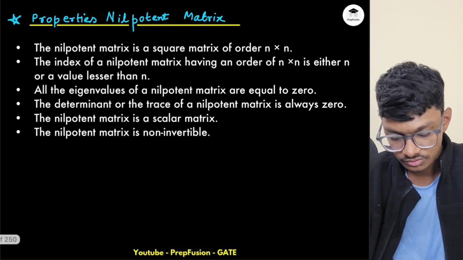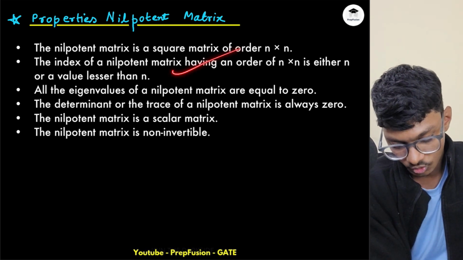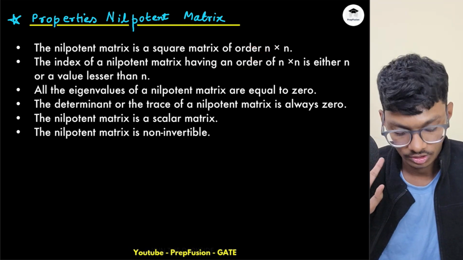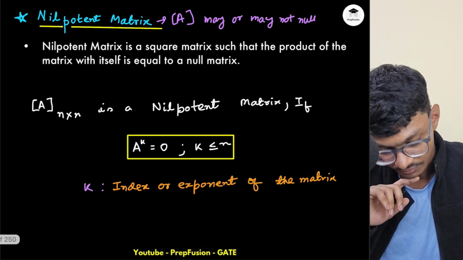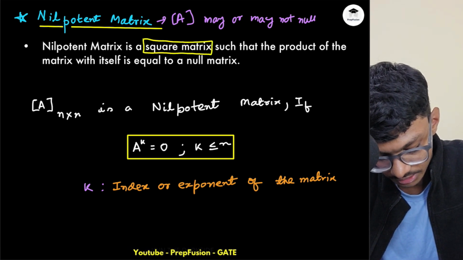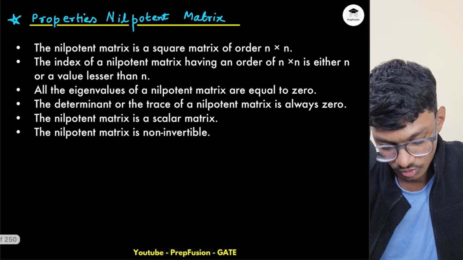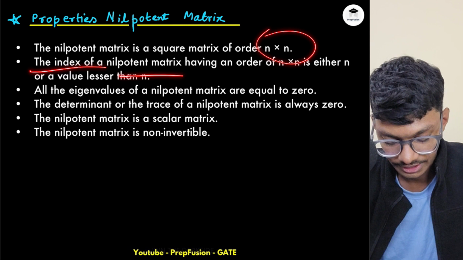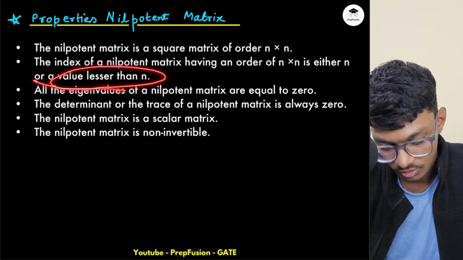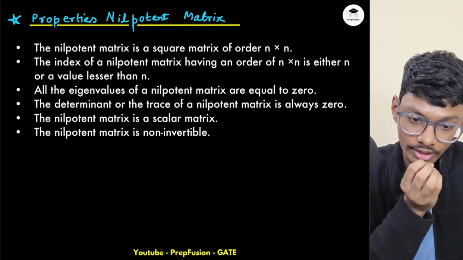So what are the properties of a nilpotent matrix? Basically, a nilpotent matrix is a square matrix of order n cross n. It has to be a square matrix, it's very important. So whatever we have discussed till now is a square matrix, and whatever we will discuss next will also be a square matrix. The index of a nilpotent matrix having an order n cross n is either n or a value lesser than n. So its index will always be equal to n or lesser than n.